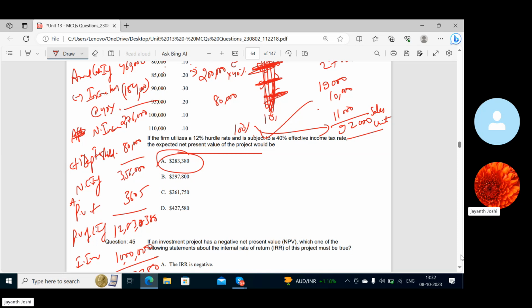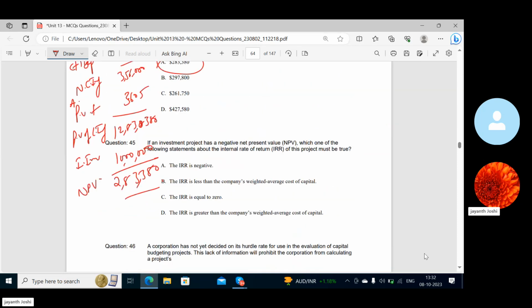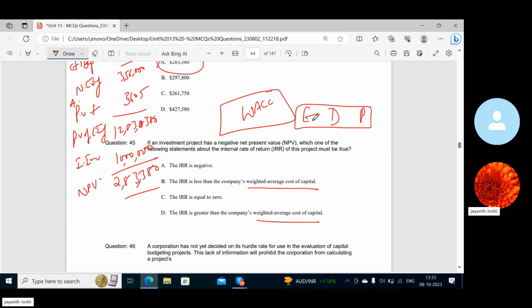If an investment project has negative NPV, which one of the following statements about the IRR of this project must be true? The IRR is greater than the company's WACC. No, D, sir. See, first of all, what is the meaning of WACC? WACC is something whereby you have different sources of finance. When you have a combination of equity, debt, and preferred stock, to find the cost of capital you should be doing the weighted average. I'll be explaining that afterwards. But that gives the WACC, so this is the discount factor right now.